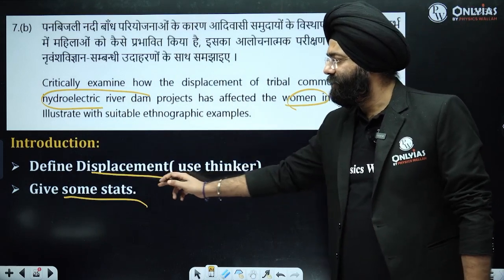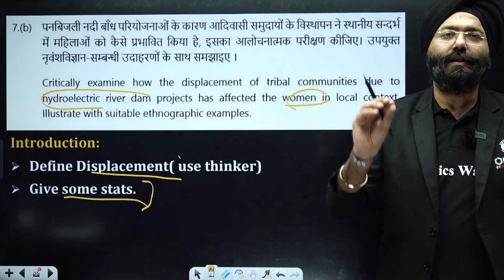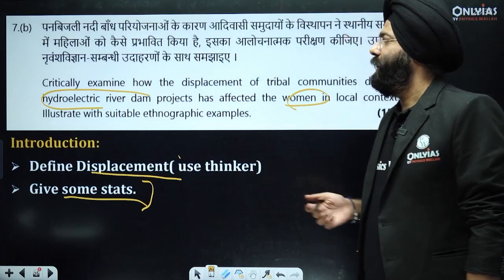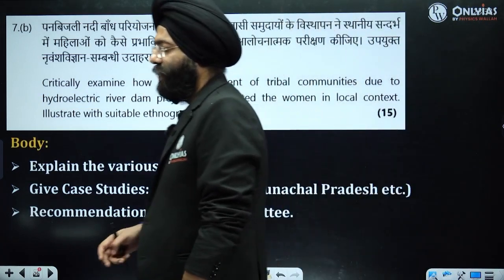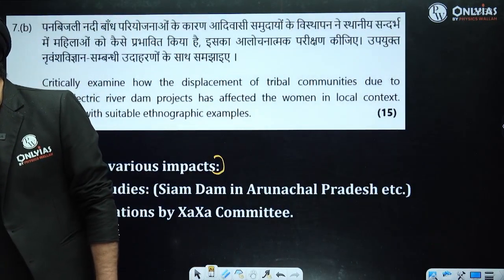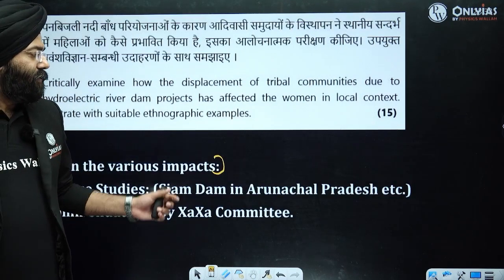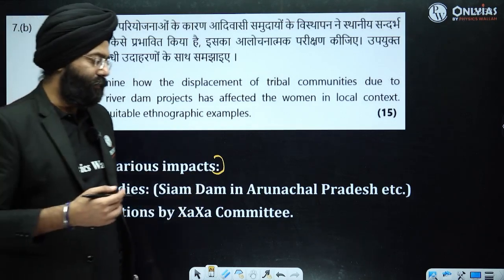So you can basically give certain stats after defining displacement. What it does is it gives value addition to your answer, right? Next, explain the various impacts. Now see, whenever we are studying the dimension with respect to the impacts, please note that multifold examples or dimensions can be given.